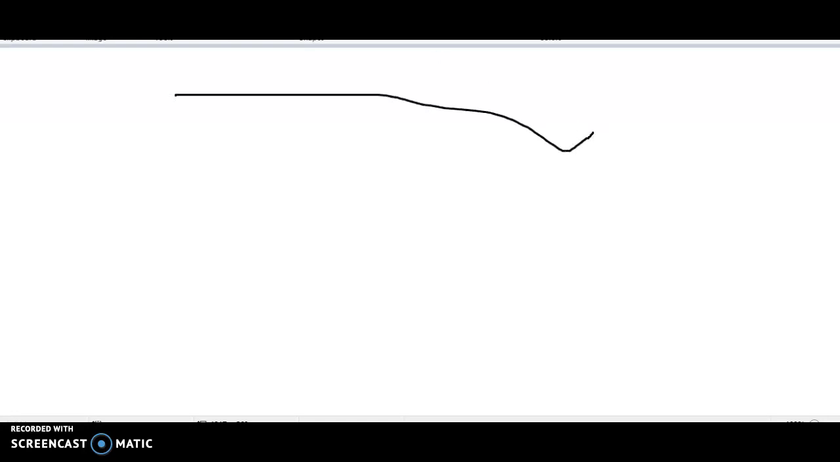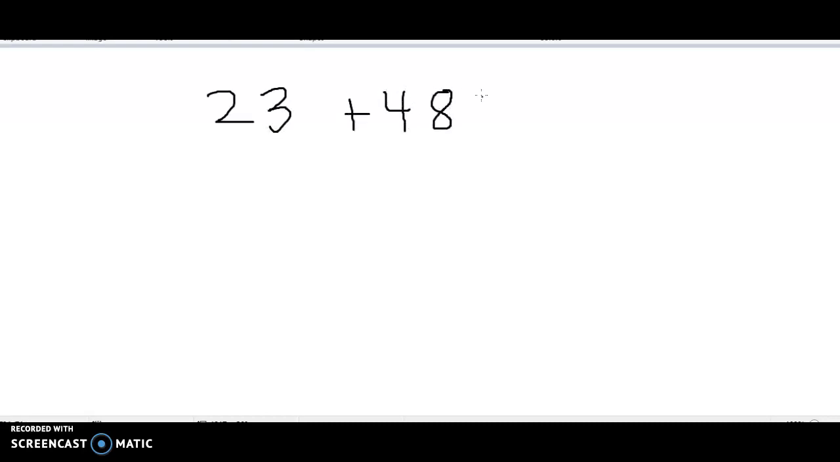Okay, let's say you had a problem like 23 plus 48 plus 34. The first thing you want to do is add up all the tens. And the tens digits are, so that your tens are the 2, the 4, and the 3.